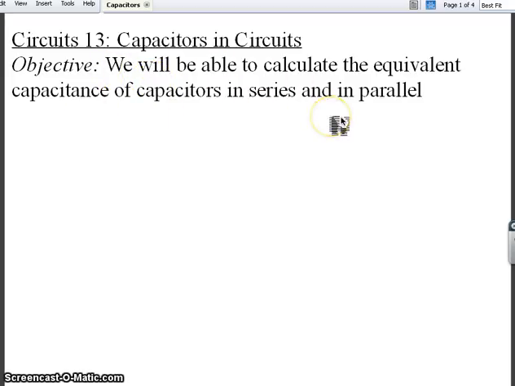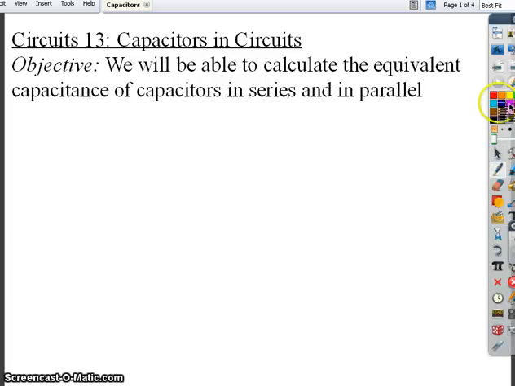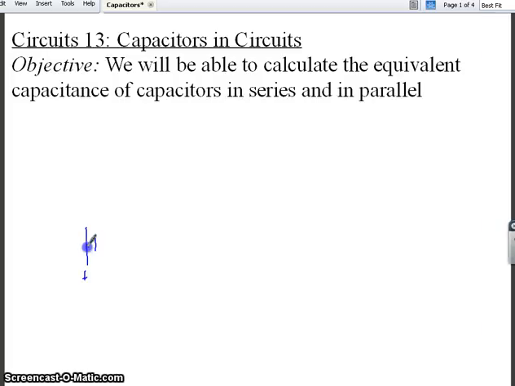Okay, so we're going to be looking at capacitors in a circuit now versus resistors, or actually probably both. Okay, so first thing, let's look at some capacitors in parallel. We have a capacitor here and a capacitor here.